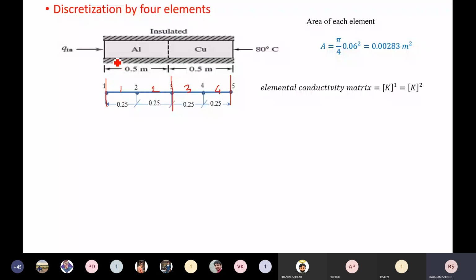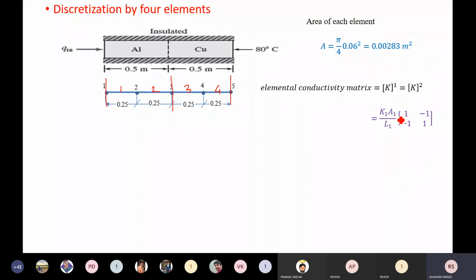If we observe K1 for the first element and K1 for the second element, next, the length of the first element and the length of the second element, also the area of the first element and the area of the second element, all these things are the same. Therefore, the conductivity matrix for the first element is equal to the conductivity matrix of the second element. Am I right?